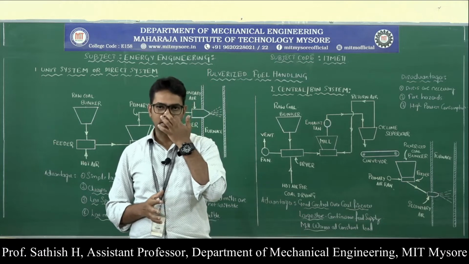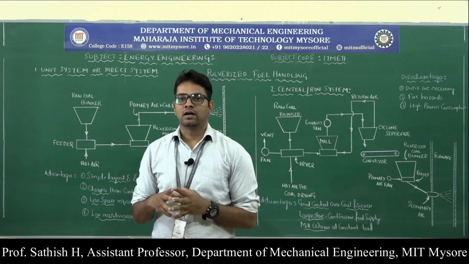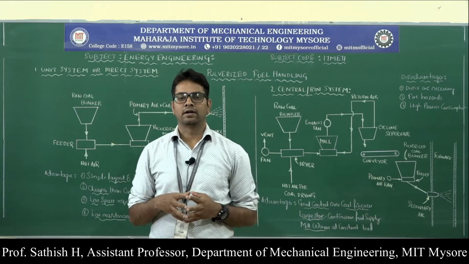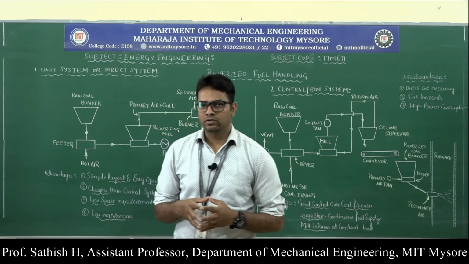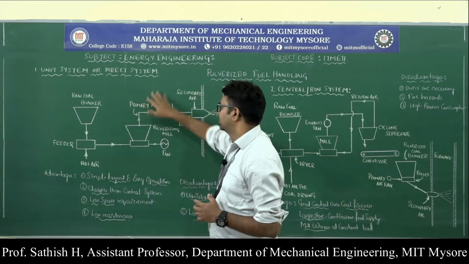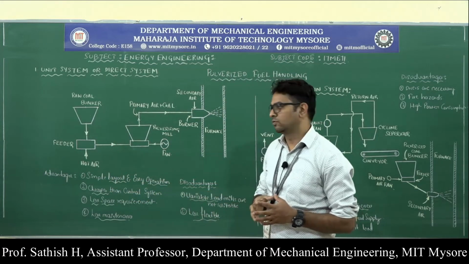Let us discuss with the help of a schematic diagram or flow chart how the unit system and the central or bin system work. Coming to the unit system, this is how the schematic representation of the unit system looks like.